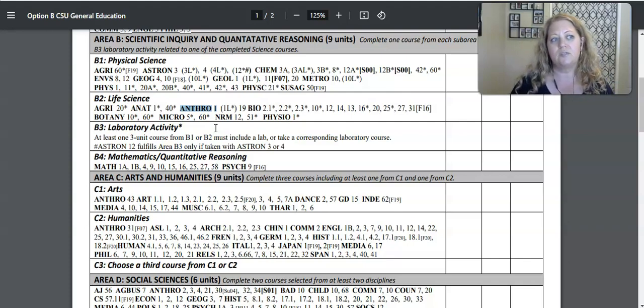Let's say you want to do psychology at Davis. Well, Psych at Davis requires Anthro 1. So you can take Anthro 1, it'll meet your major prep, and it's going to meet general ed.